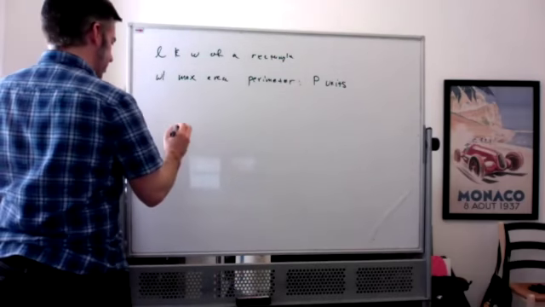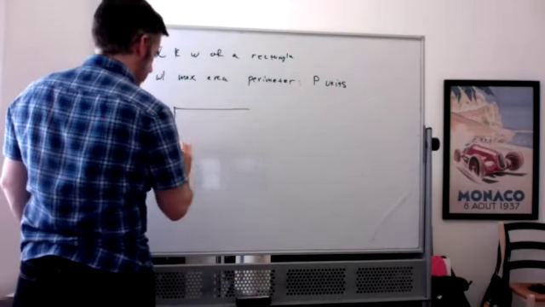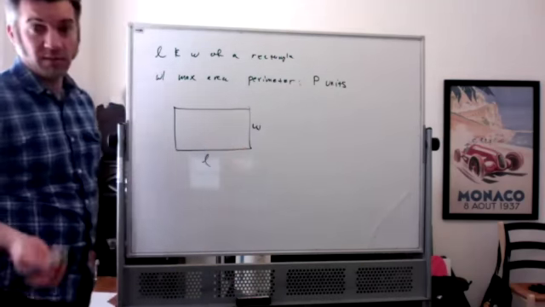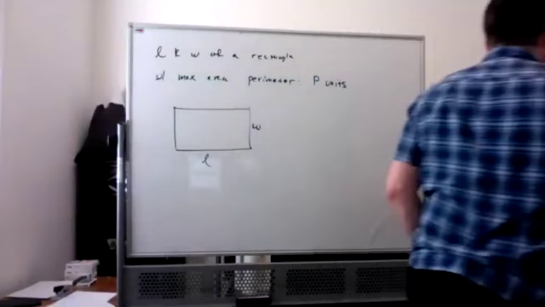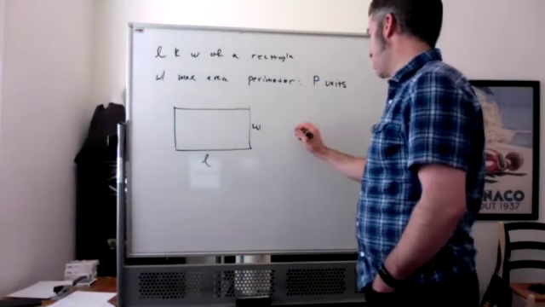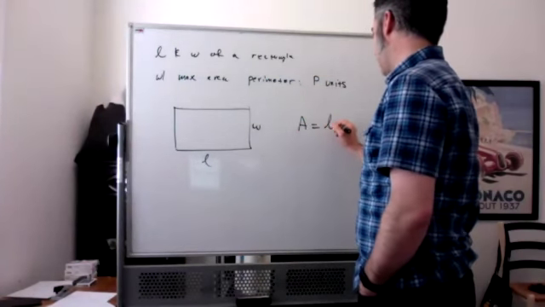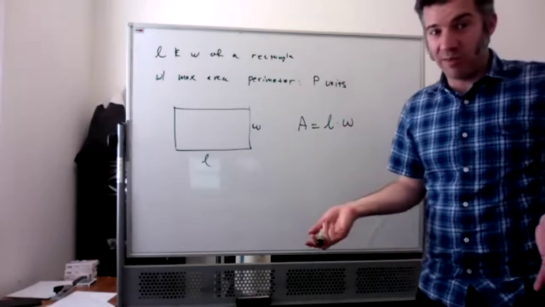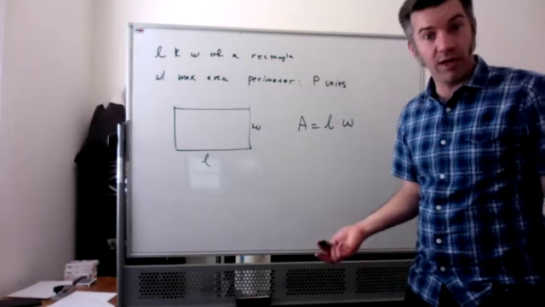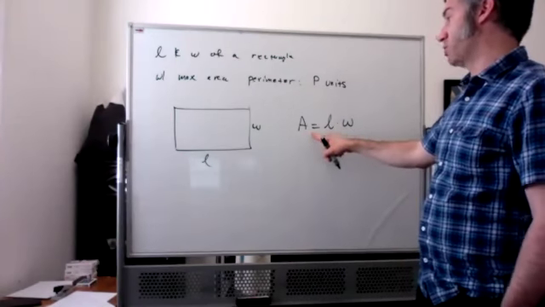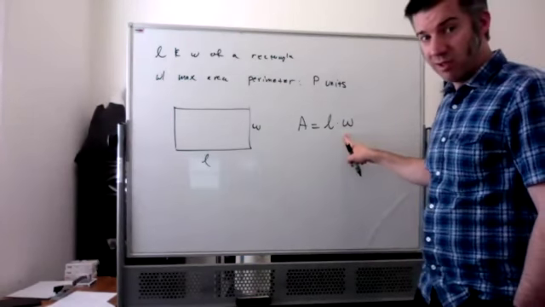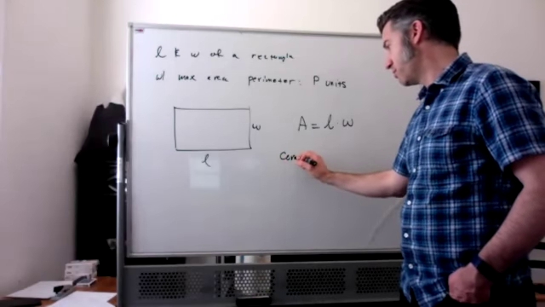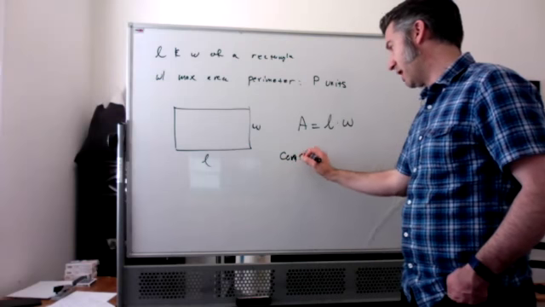So I've got a rectangle with a length and a width, and we're trying to maximize the area. So the area is given by length times width. If you're trying to maximize something, we want it to be a function usually of one variable. But the thing we're trying to maximize is a function of two variables. So we need a constraint.